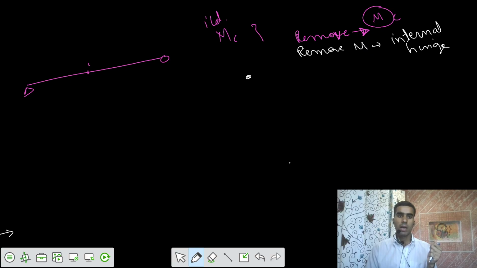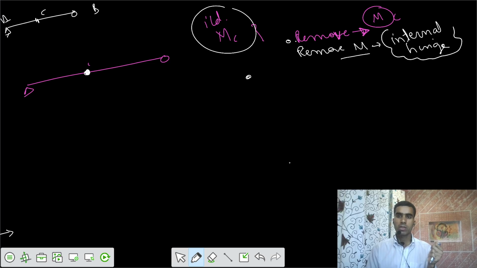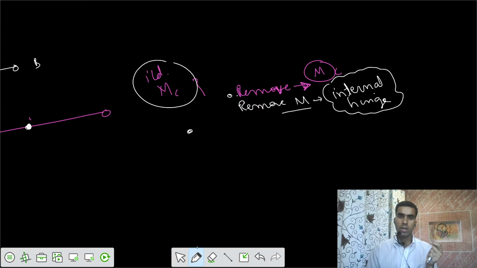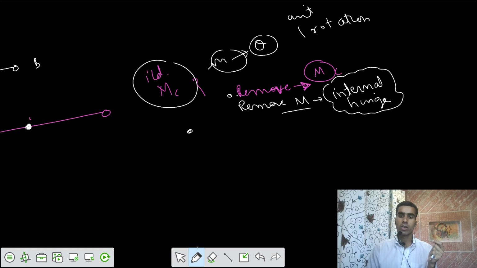So once you apply a hinge here, let's say this is your internal hinge now. Initially this was your profile, this was A, B, and this was C. And we need the ILD for moment at C. So it's saying remove the restraint, remove the moment, and apply an internal hinge there. Then you apply a unit displacement. For moment, the displacement is in terms of theta. We talk about moment in terms of theta. So you apply a unit rotation.